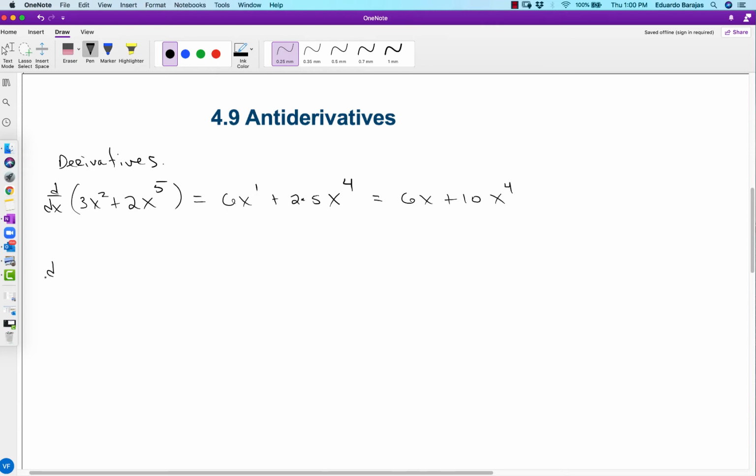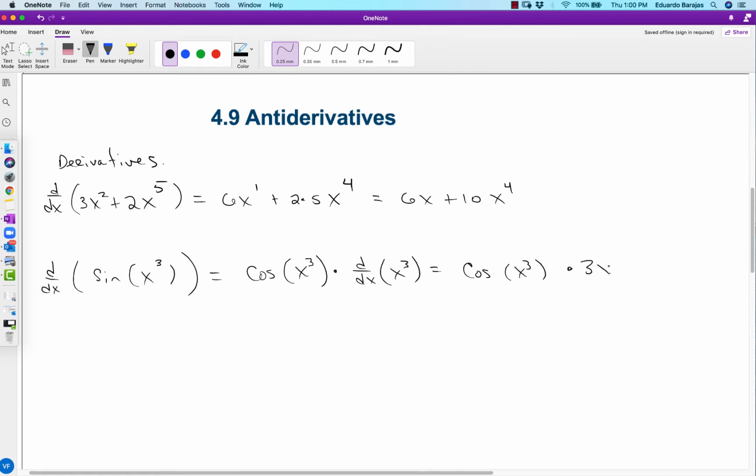Right, that's that derivative. We also know the derivative with respect to x of something like sine of x to the 3rd power. Thanks to our chain rule, we know how to take this derivative. The derivative of the outside function is going to be cosine, so this is going to be cosine of x to the 3rd power times, the chain rule says I also have to take now the derivative of the inside function. So we get a final result of cosine x cubed and then times 3x squared.